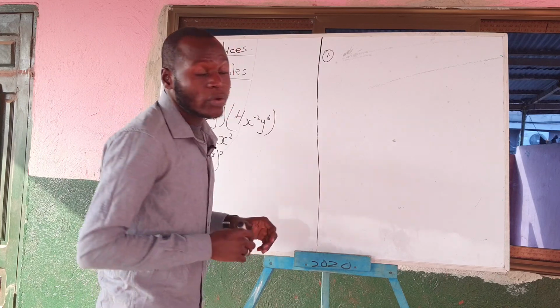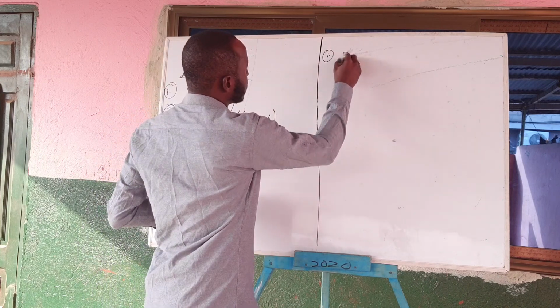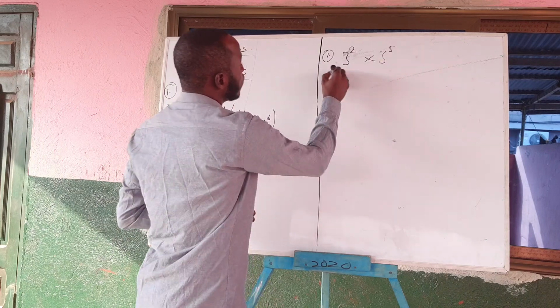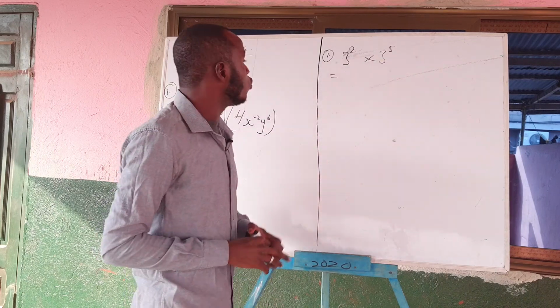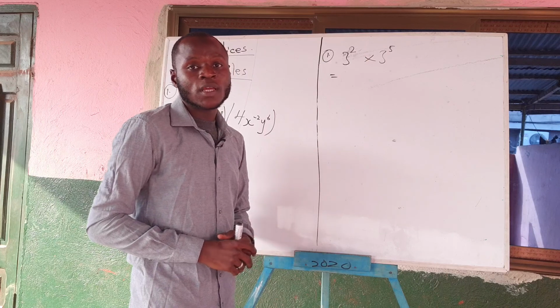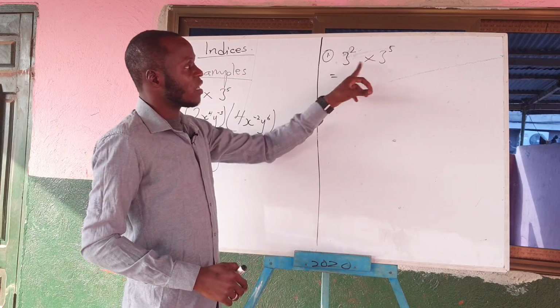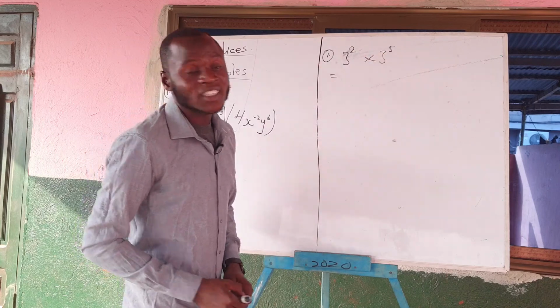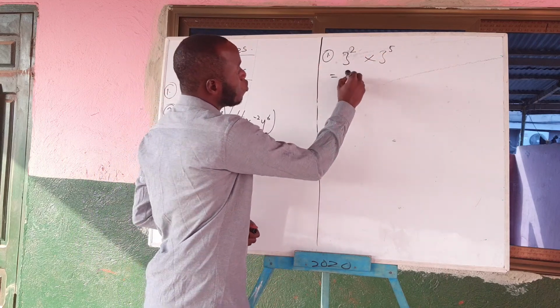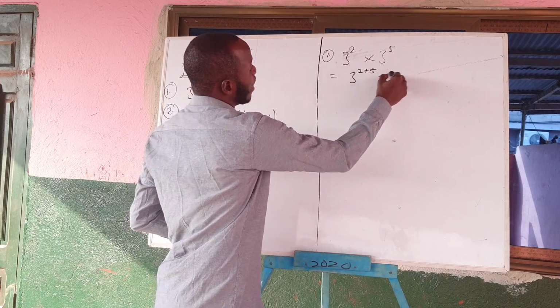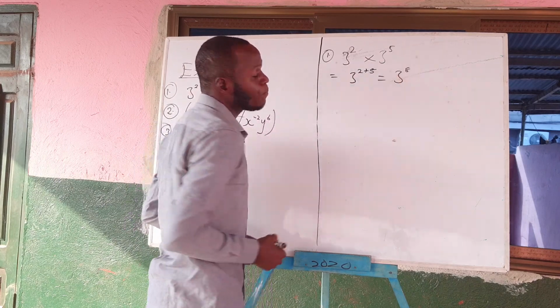The first question that we are going to tackle is 3 squared multiplying 3 to the power 5. The law that we could use to solve this example is the first law of indices, which says that if you have the same bases and they are multiplying, you add the powers. So this is very simple. You pick one of the bases and then you add the powers. So the solution is going to be 3 to the power 8.